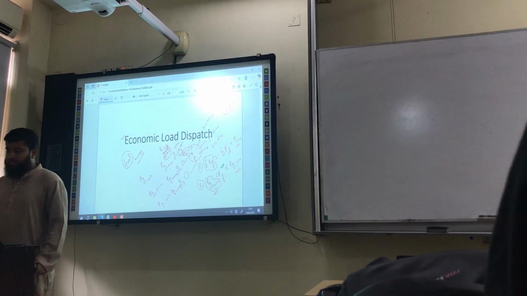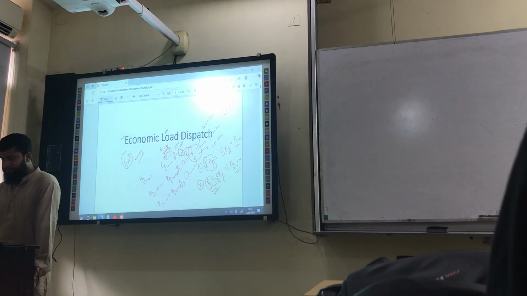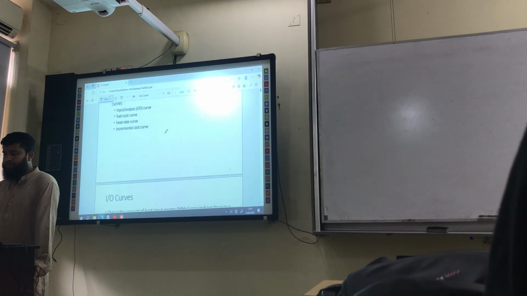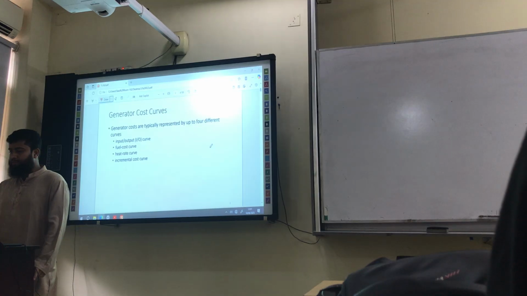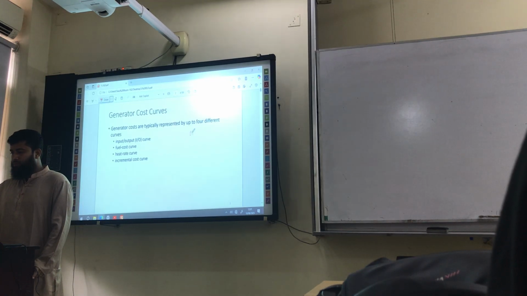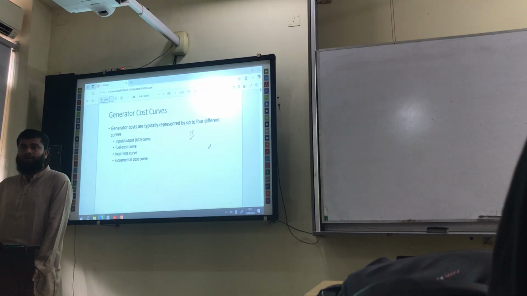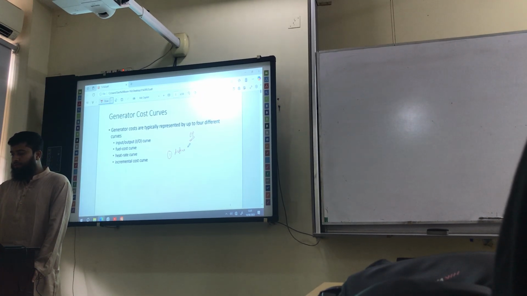Now, this ELD can be represented as an optimization problem. That means we want to optimize some parameters. There are a few steps to solve optimization problems. The first step is that you have to define the objective function.